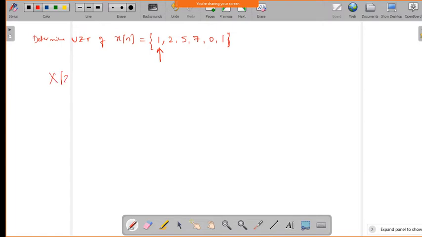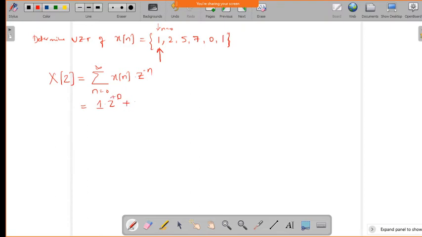So write the expression for the unilateral Z transform, which is given by X of z equal to summation n equal to 0 to infinity x of n into z power minus n. Since it is limited values, we can directly find it by putting the value of n. This is the n index, which is equal to 0. If you put n equal to 0, the amplitude value is 1. Then you will get 1 into z power 0. Sorry, n is 0, so it is z power 0.